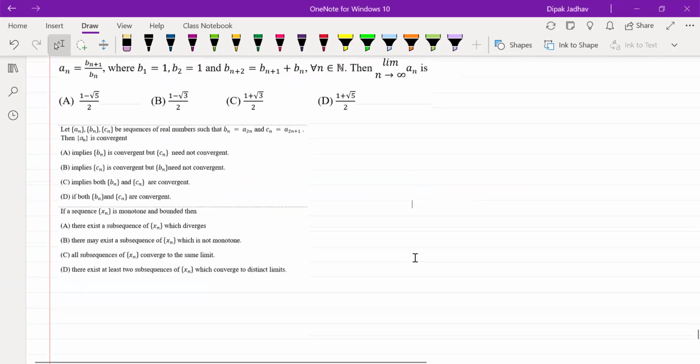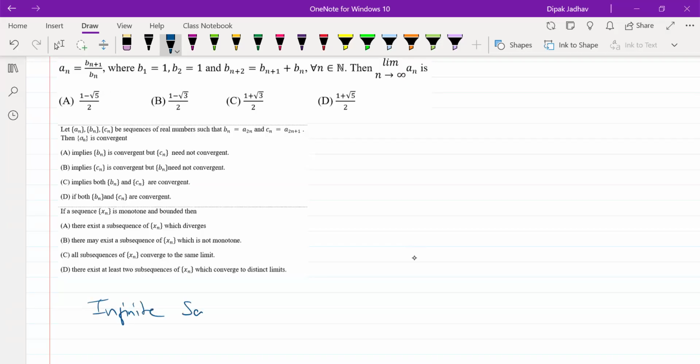So the last 15 minutes are remaining. So let me recap infinite series. We have already studied this in second year, possibly if you are a student of Mumbai University.